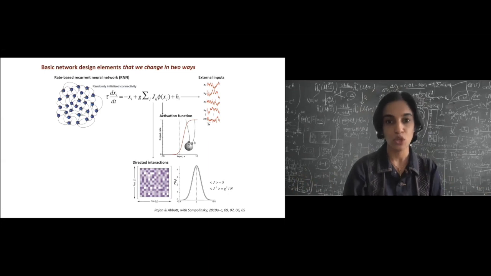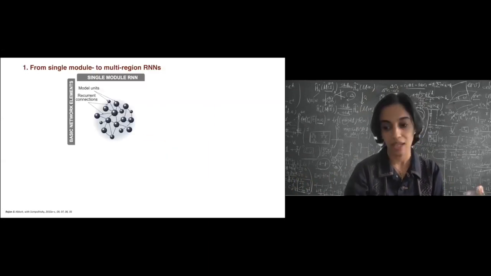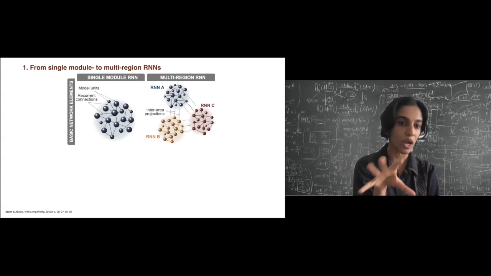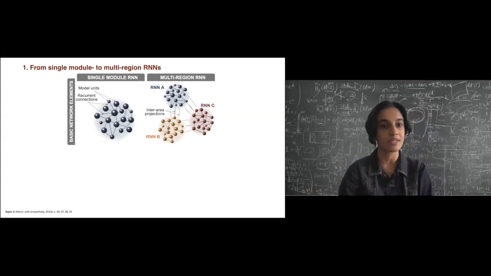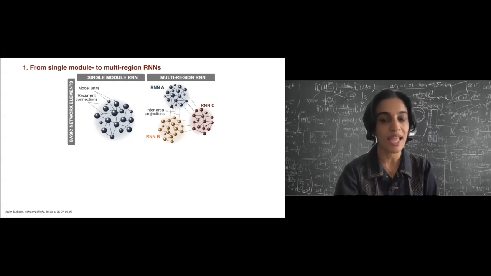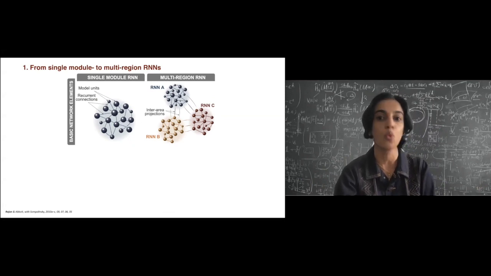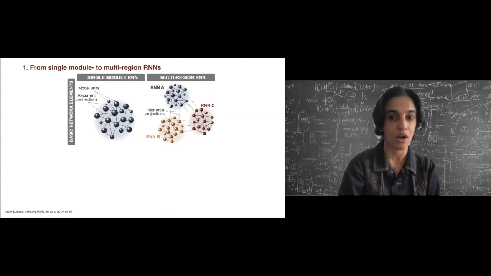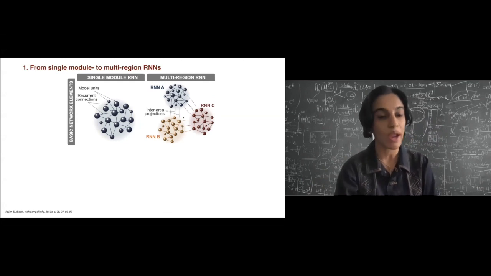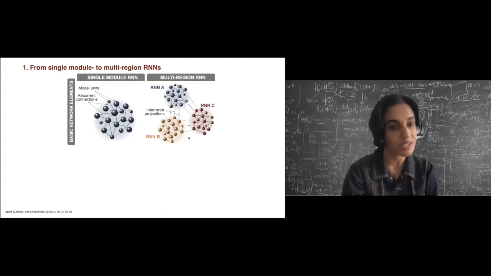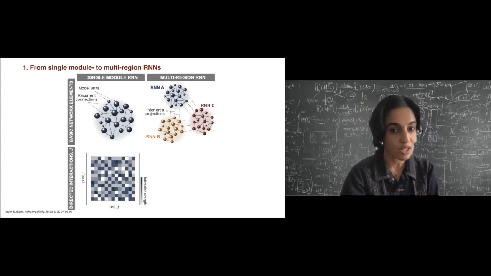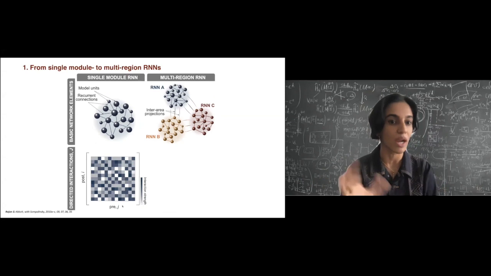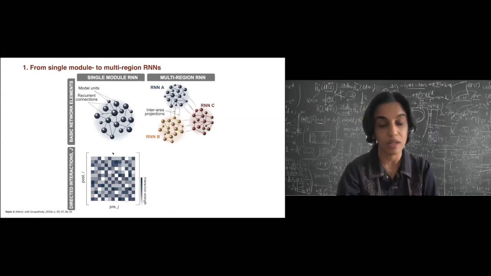The first thing we do is to wire more of them together. This is what I was trying to tell you: to go from a single module to multi-region RNNs. We take a module like this and then we connect it to others. So, back to the same cartoon, there's an RNN A, B, and C that are wired together with inter-area projections like I'm showing you in the cartoon. The directed interaction matrix of the initial configuration is still the same, kind of random, as I'm showing you in this cartoon here.